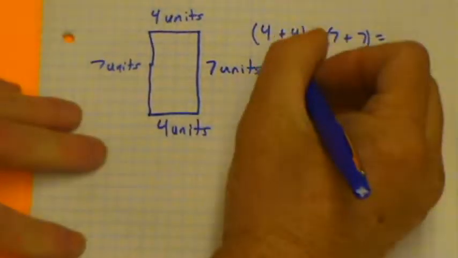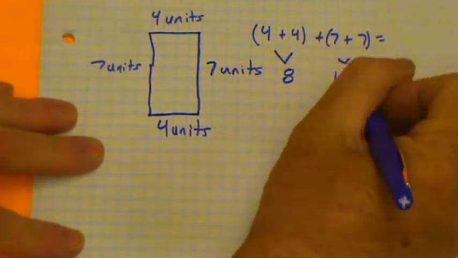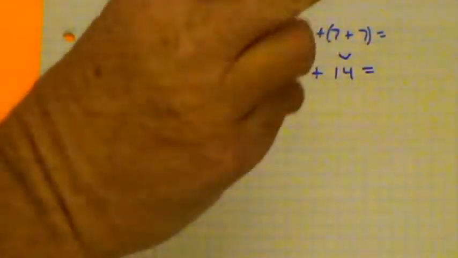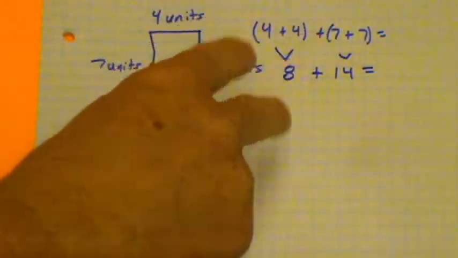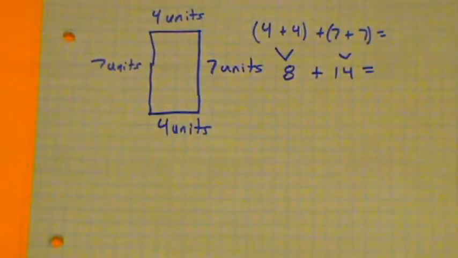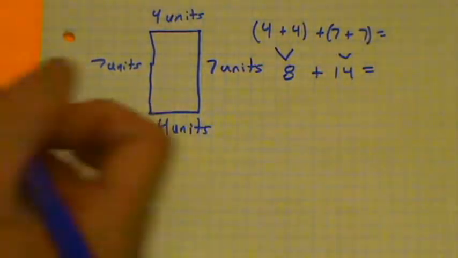So 4 plus 4 is 8, and 7 plus 7 is 14. So now we just do 8 plus 14. Wait, that's not right. I messed up here. Nope, I messed up again. What is happening to you, Mr. Leggett? I know 14 plus 8 equals 22, but for some reason my brain's not working with my fingers properly. So we'll try this again. You know what? Let's try it like this.